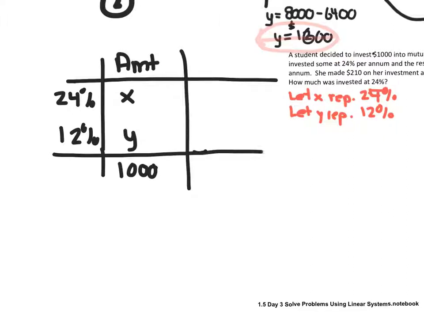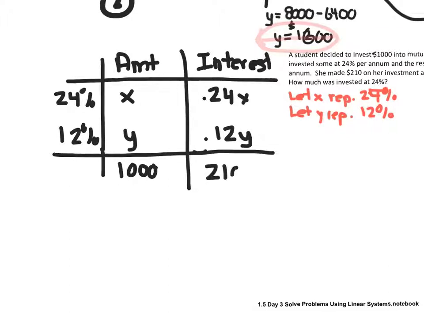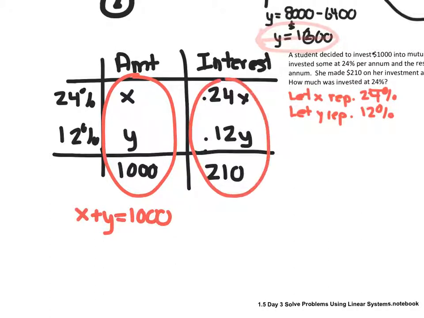And now if you want to skip that extra step here, you could just do the interest totally. If you know what the interest rate is now, you can just go right to the interest. So you could say that 0.24x plus 0.12y gave you a value of $210. Again, you have now created two equations. You've created x plus y equals 1,000, and you have created 0.24x plus 0.12y equals 210.